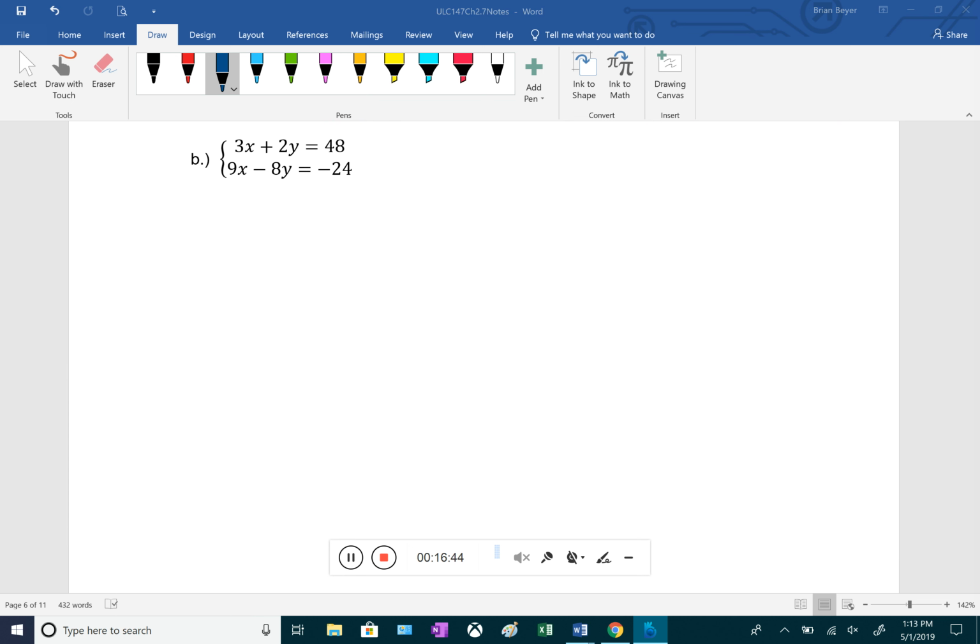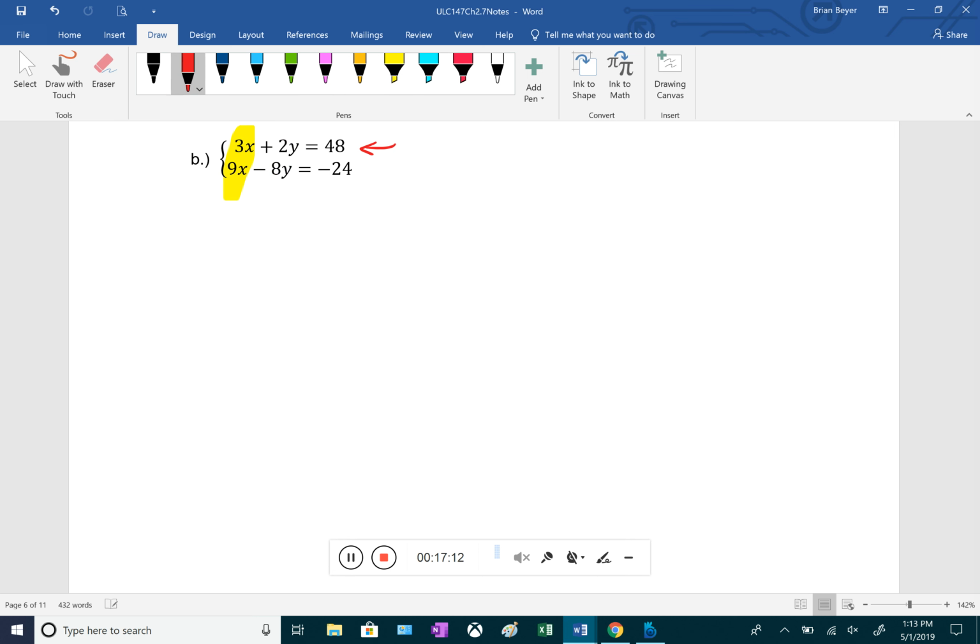We have 3x plus 2y equals 48 and 9x minus 8y equals negative 24. So we have this in the proper form. We have x and then y equals the constant. But if we try to add these together right now, the x's are not going to cancel and neither will the y's. So we get to choose which one we want to cancel. And it really doesn't matter at all. I'm going to choose to cancel the x's.